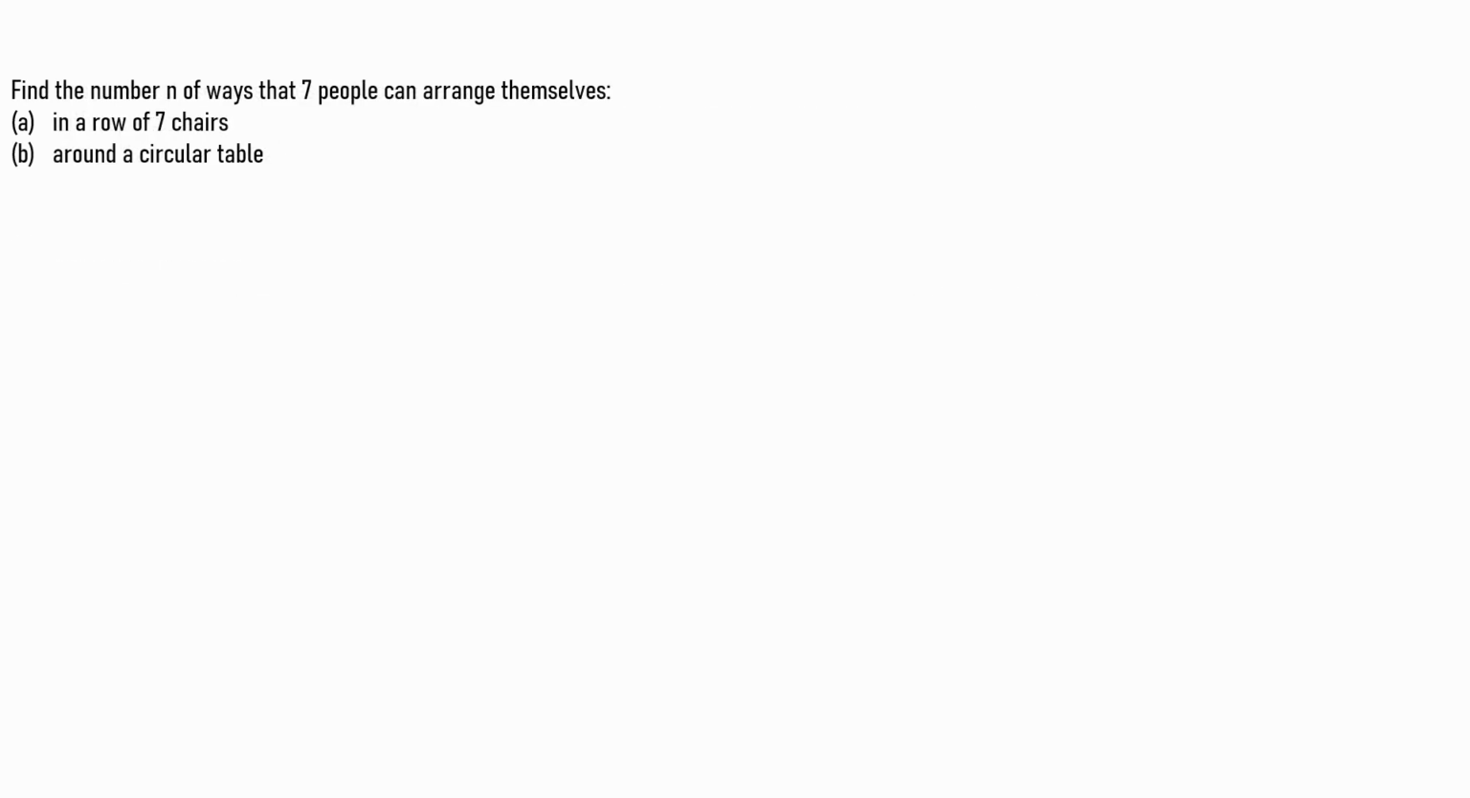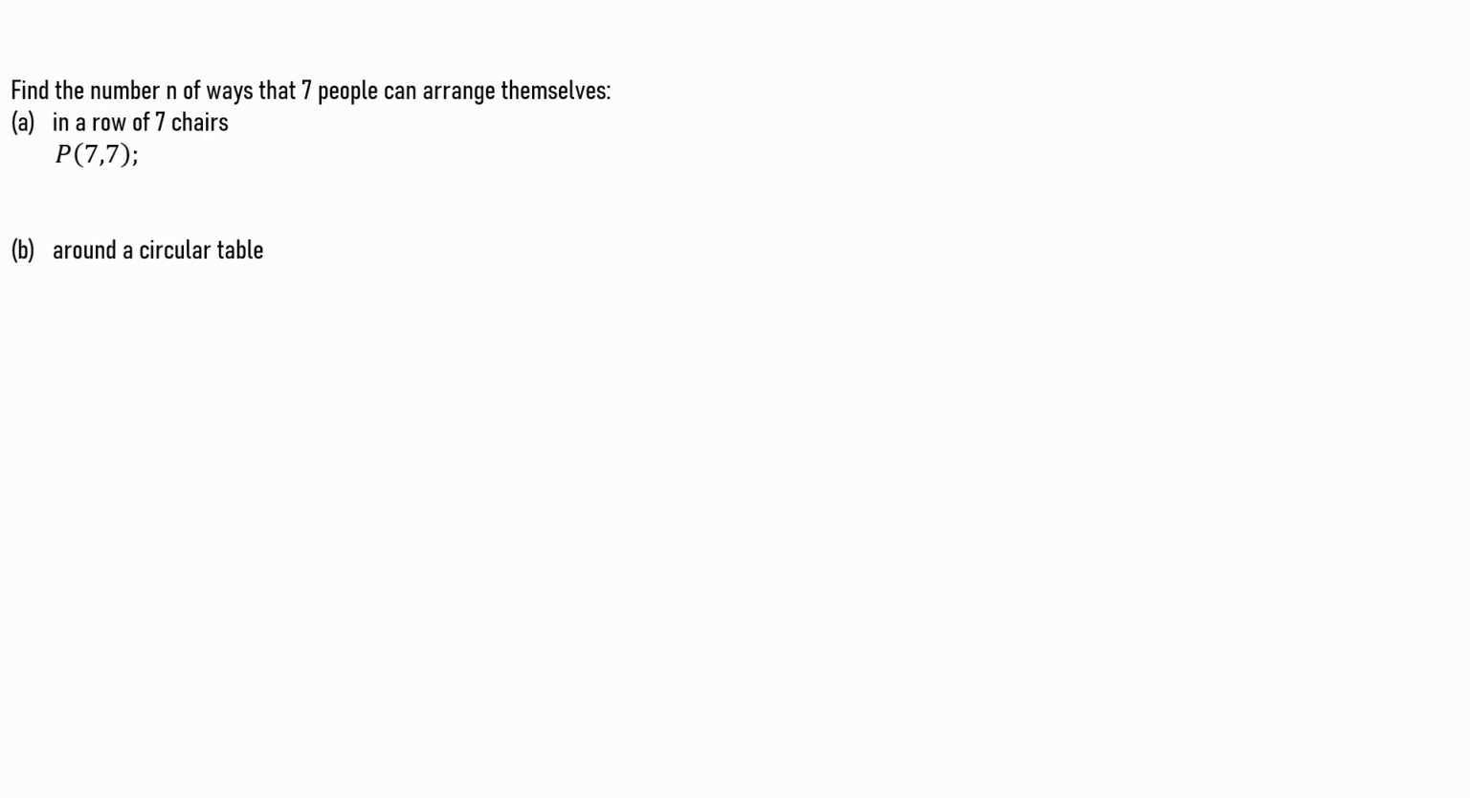Next naman ay find the number of ways that 7 people can arrange themselves. Una, in a row of 7 chairs. So, yung ginagawa natin kanina pa, yung mga permutations, ang tawag doon ay linear permutations. Inaarrange mo sila in a line. Kagaya dito, yung una is in a row of 7 chairs.